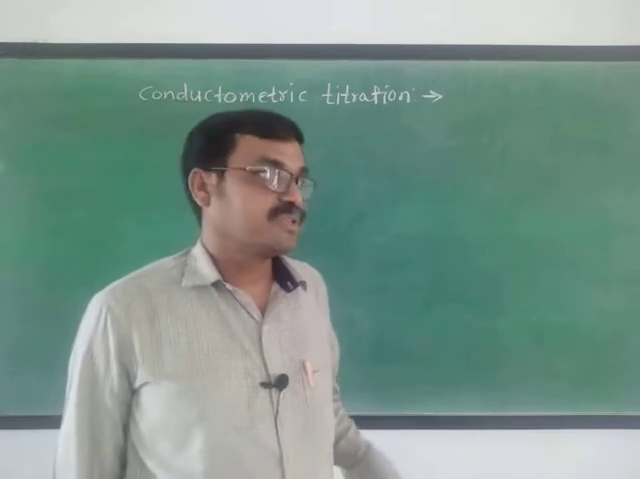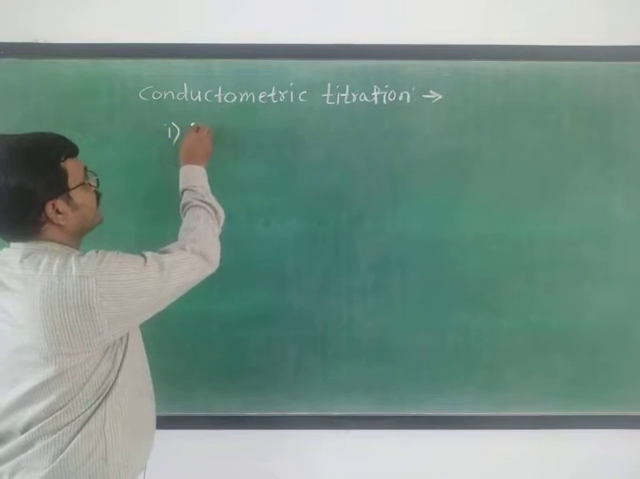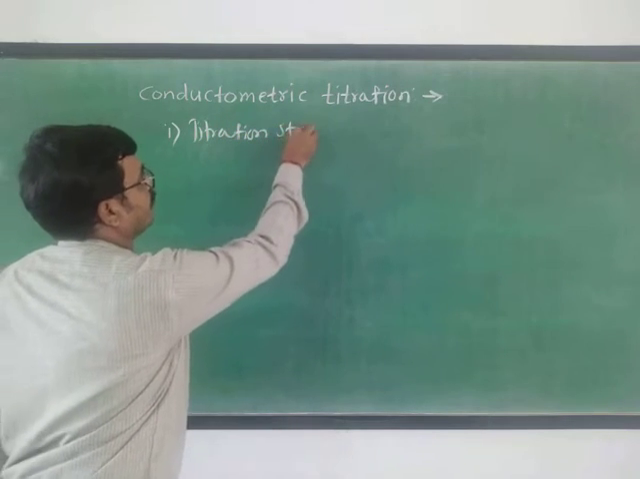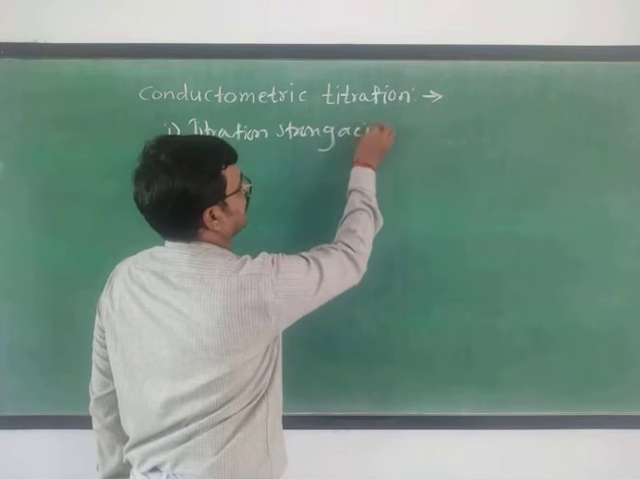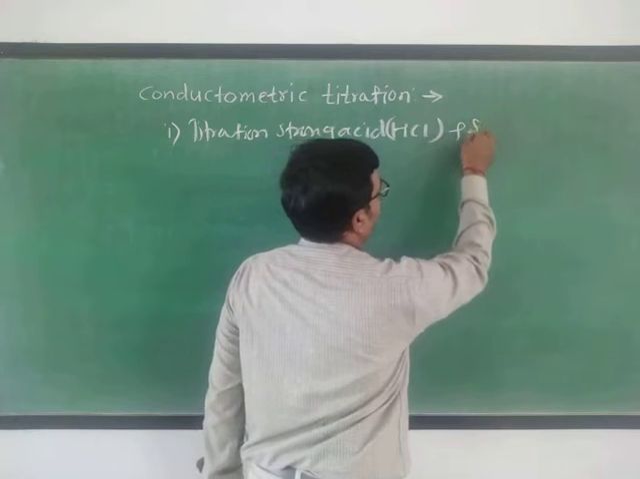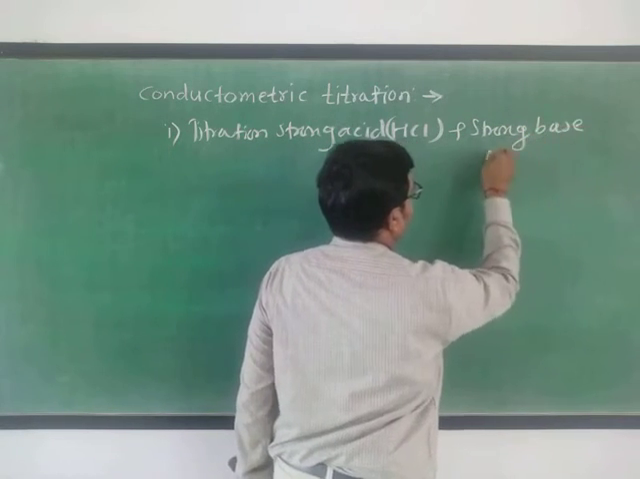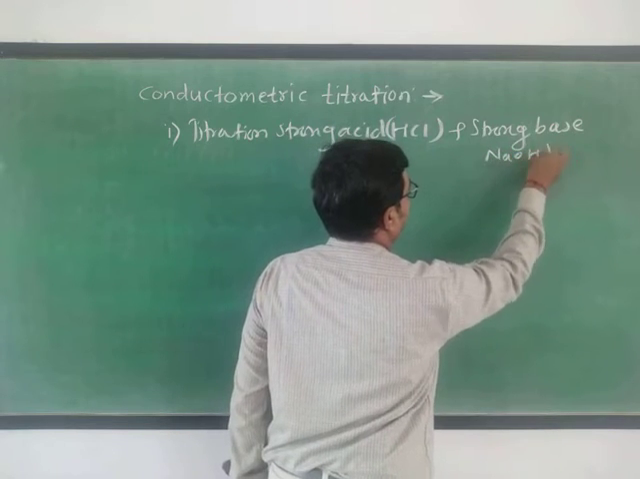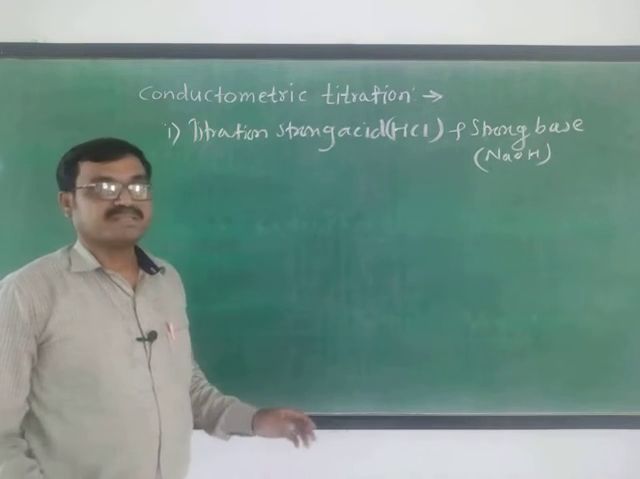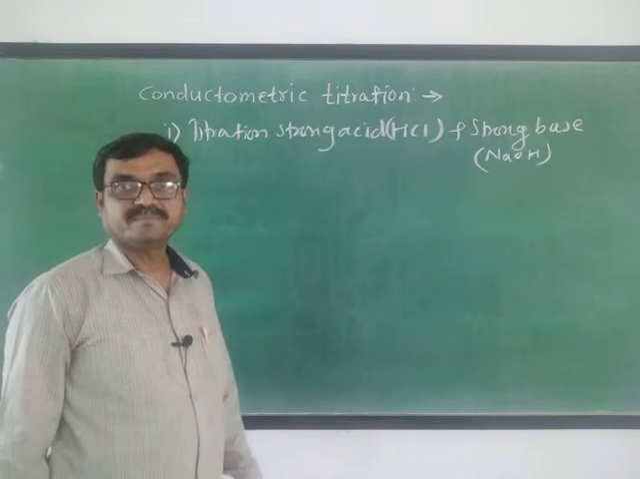Now in order to see the conductometric titration, first point, see the titration of strong acid HCl versus strong base, that is NaOH. Now conductometric titration means measurement of conduction during this titration.